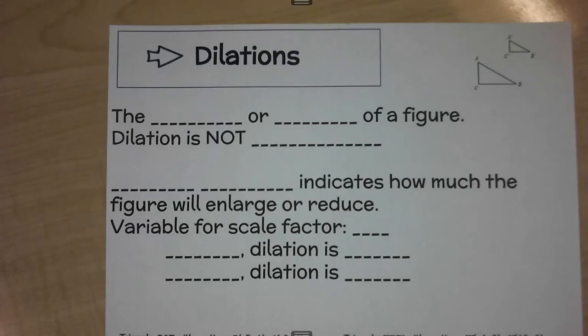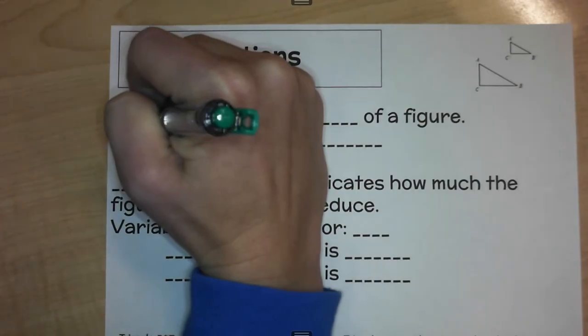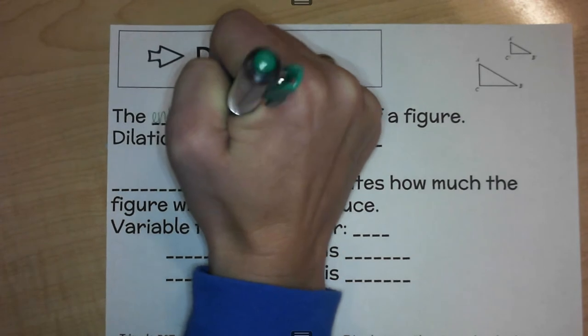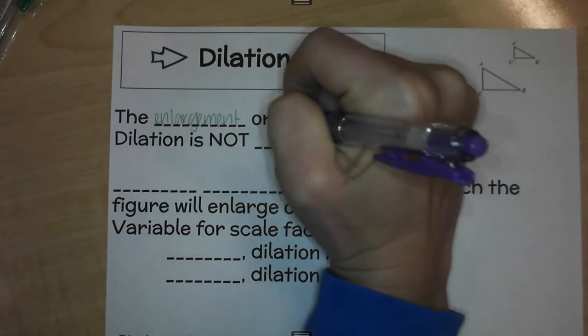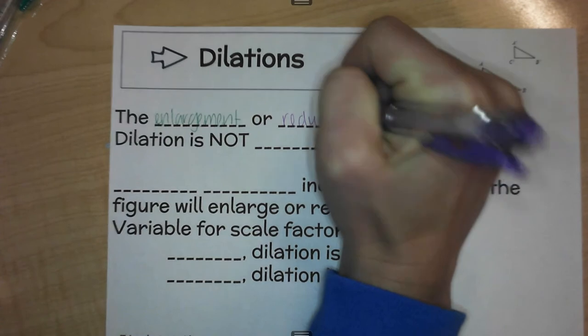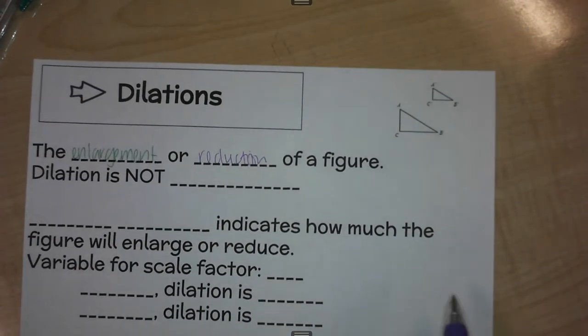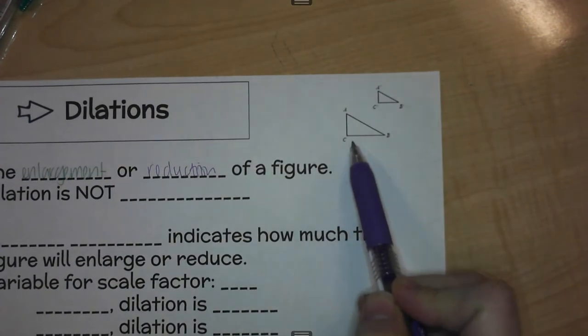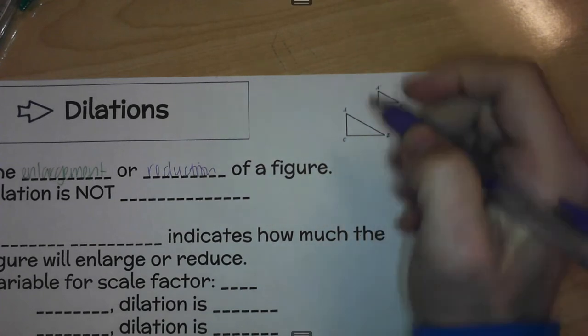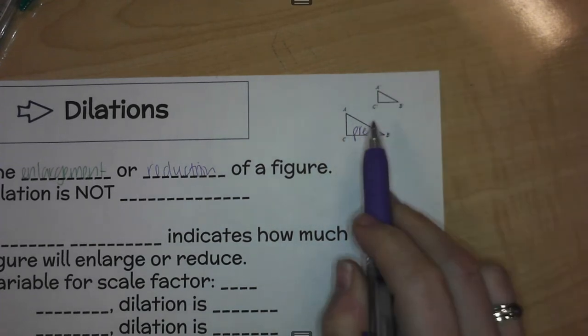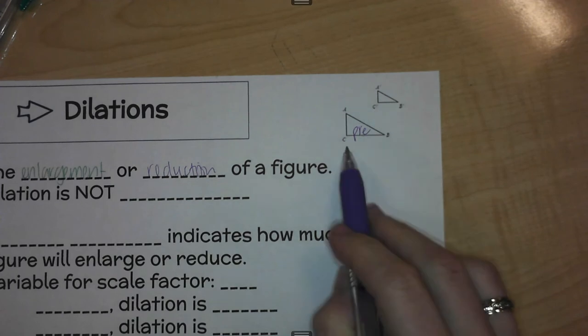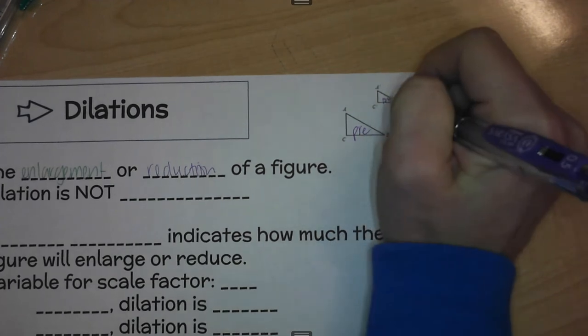Dilations. These are our fun transformations. So dilations are where we're actually going to be changing the dimensions of our figure. So these are going to be an enlargement or a reduction. So our image is going to be getting bigger or smaller. So in our little picture here, our pre-image is this triangle, and it is getting smaller, so it's a reduction to our image.